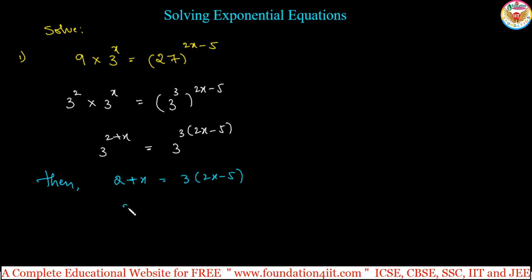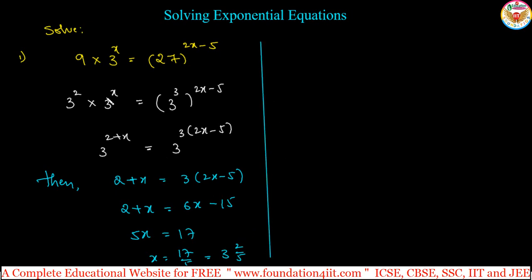So we can simplify this. 2 plus x is equal to 3 2 is 6x minus 3 5 is 15. Take x terms one side, and that is 5x. X take that side, minus 15. That is equal to 17. Then from this, x is equal to 17 divided by 5, which is 3 2 by 5 in mixed fraction. This is one type. And one more question you see in this same.